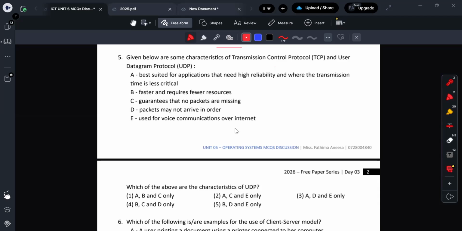Okay, so let's see. They have given TCP and UDP as well, right? Best suited for applications that need high reliability where the transmission time is less critical. So which is highly reliable?